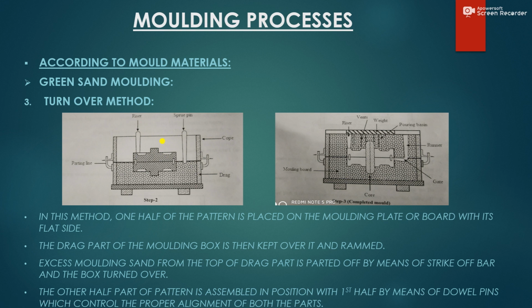Okay, and after the mold is prepared, after the mold cavity is generated, you pull out the portion, and with the help of the sprue pin and the riser cavity and the pouring basin, runner and gate cavity is prepared.